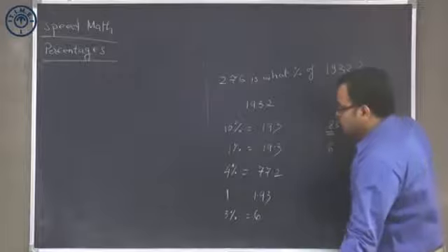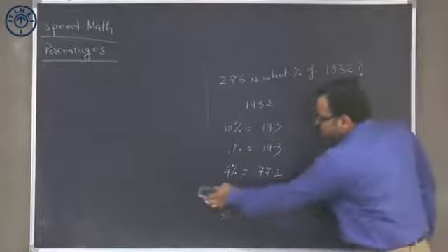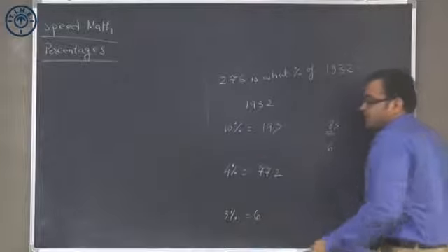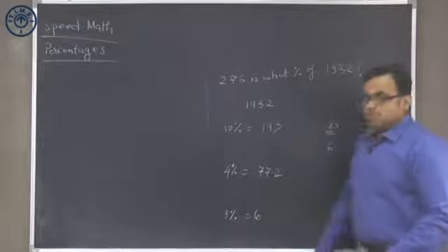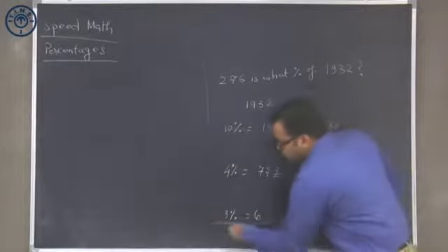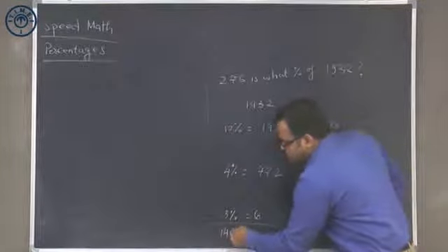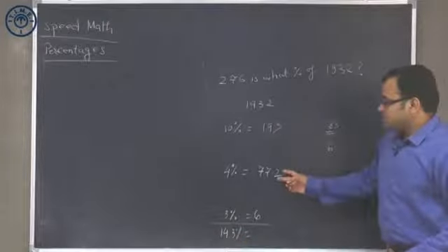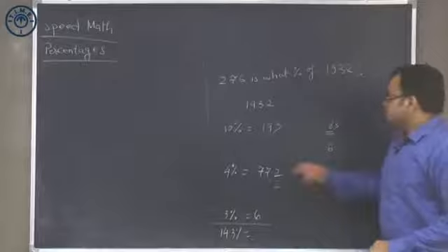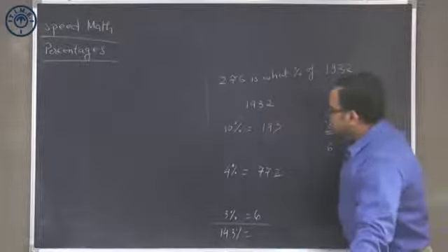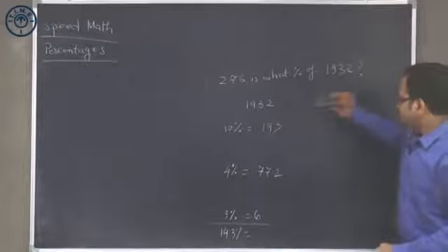So with this overall we are done. What we have added here is 10%, 4% and 0.3%. My answer will be 10 plus 4, 14, 14.3%. So that's your answer. 14.3%, 193 plus 77.2 plus 6. That's your 276. Let's take another example to understand this better.